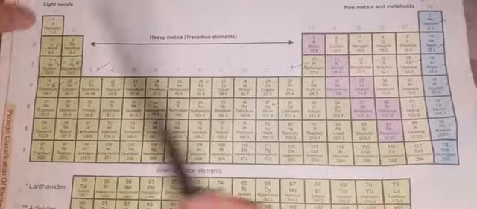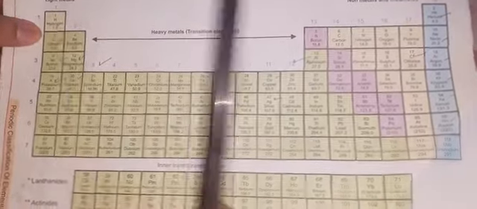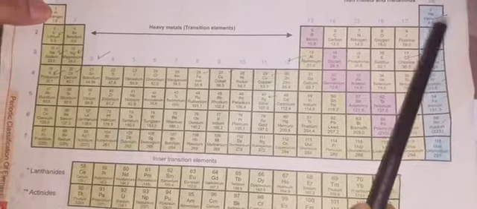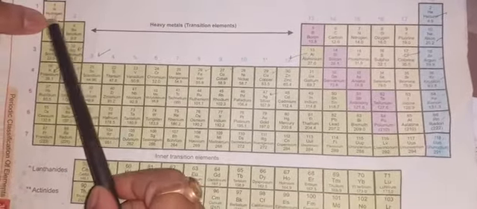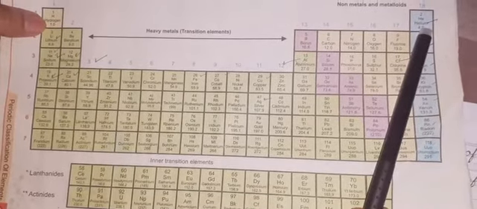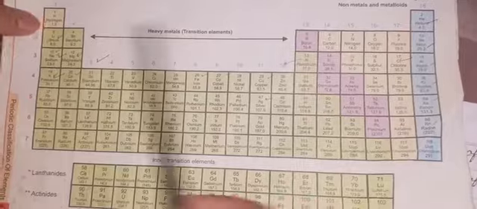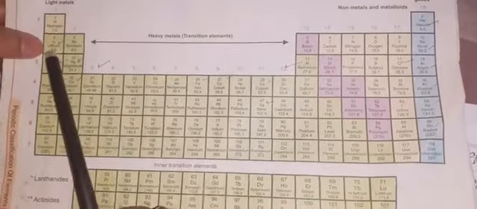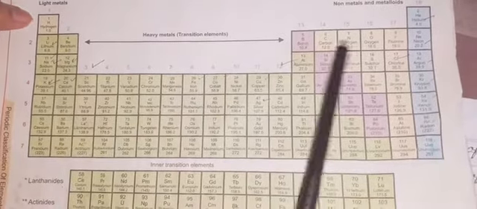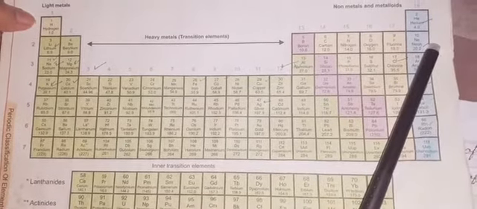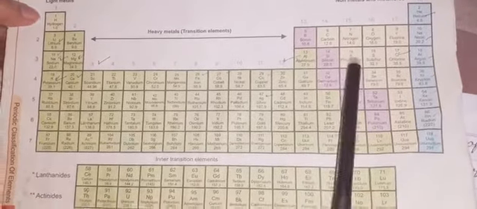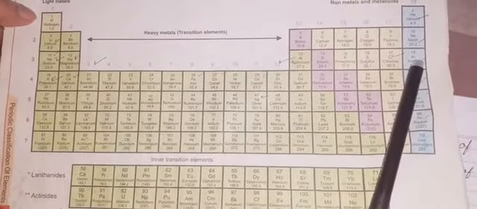Like in the first period there are two elements. See, here is hydrogen, here is helium. The atomic number of hydrogen is 1, the atomic number of helium is 2, the atomic mass of hydrogen is approximately 1, and the mass number of helium is 4. Now see lithium in the second period. See how many elements are there: 1 2 3 4 5 6 7 8. Now in the third period, 1 2 3 4 5 6 7 8, right?